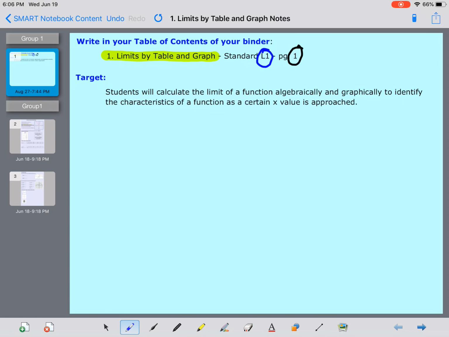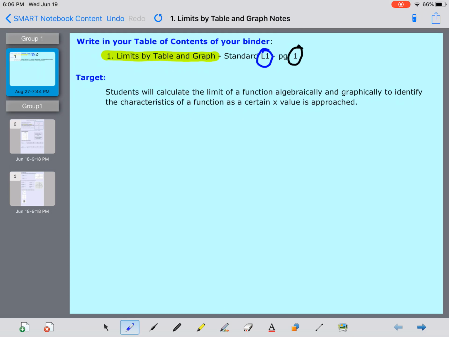So the goal behind this lesson, or the target behind this lesson, it says students will calculate the limit of a function algebraically and graphically to identify the characteristics of a function as a certain x value is approached. So the idea of a limit, if you're in pre-cal, you may have already touched on what a limit was, so this may be a little bit of a review. If you did not, this is going to be brand new.